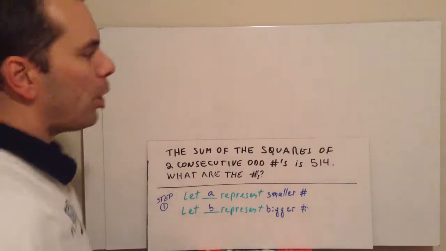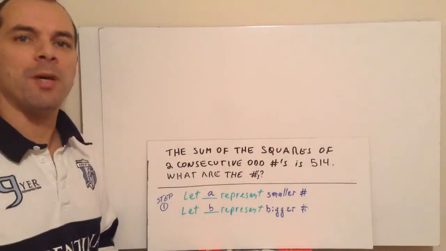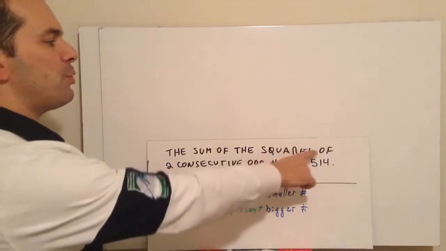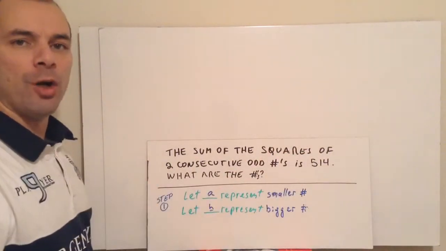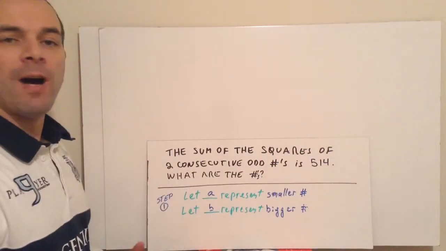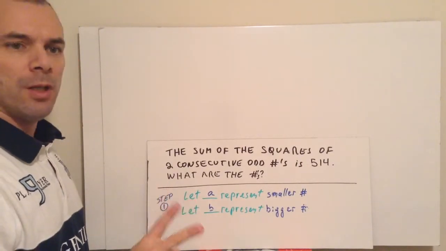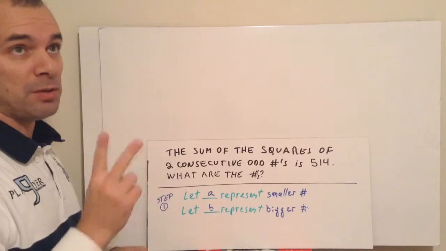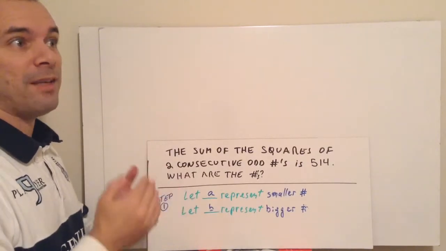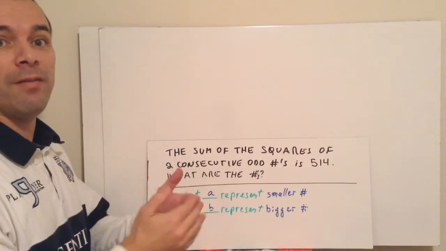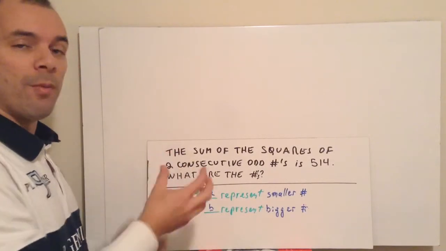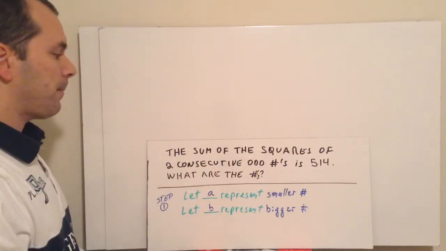Here's an example of a numbers kind of word puzzle. This one says the sum of the squares of two consecutive odd numbers is equal to 514. What are the two numbers? So there are two kinds of information. There are consecutive odd numbers, like 7 and 9, or 9 and 11, or 11 and 13. And when I square both numbers, I get 514.